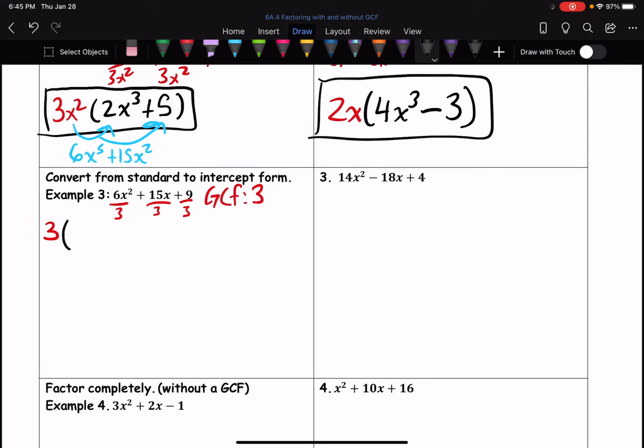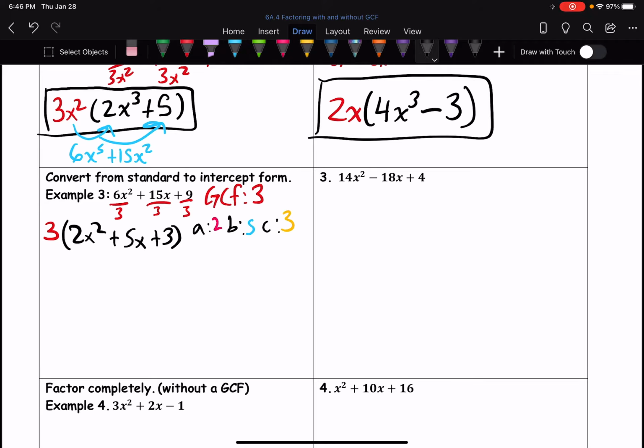We'll bring it back. So 6x squared divided by 3 is going to give us 2x squared. And then we've got 15x divided by 3. That's going to give us 5x. 9 divided by 3 is 3. So now we can list our A, our B, and our C. Our A in this case is 2. B is 5. And C is 3.